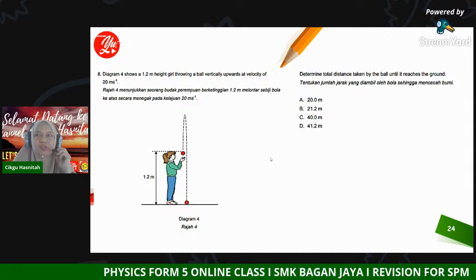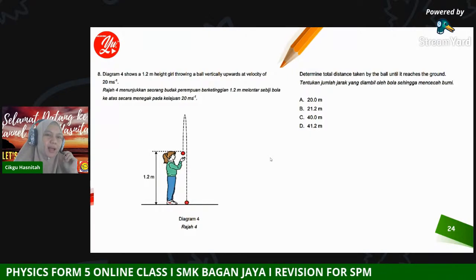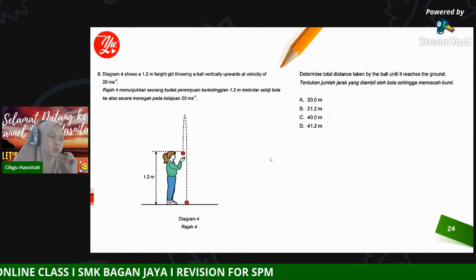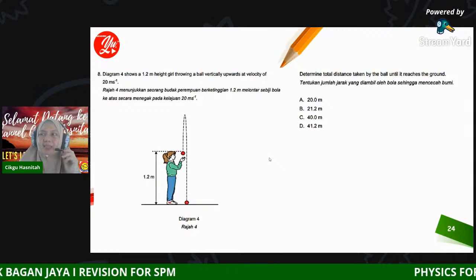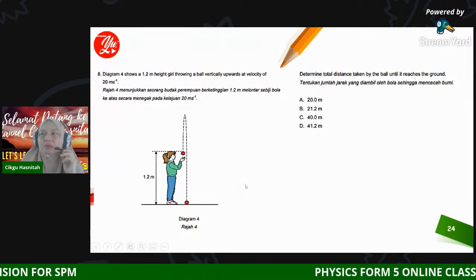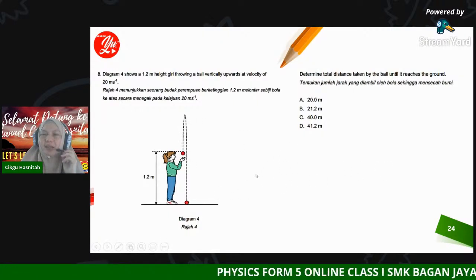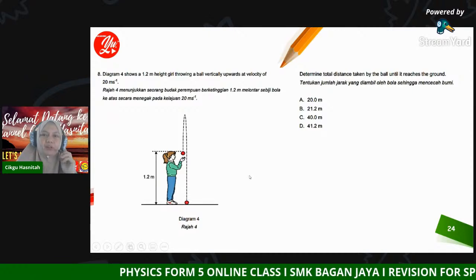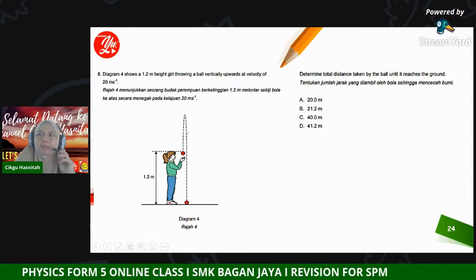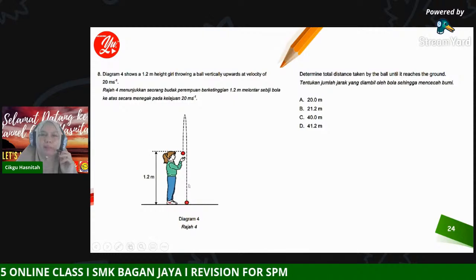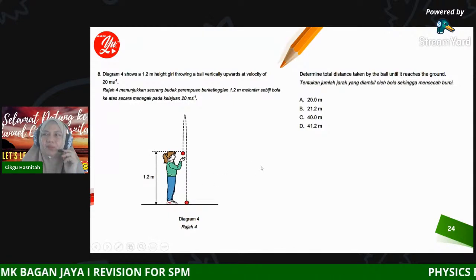Okay, did you get the equation? I give you the equation again. We apply V squared equal to U squared plus 2AS. Okay, so the total distance is 41.2 meter, 20 plus 20 plus 1.2 meter.